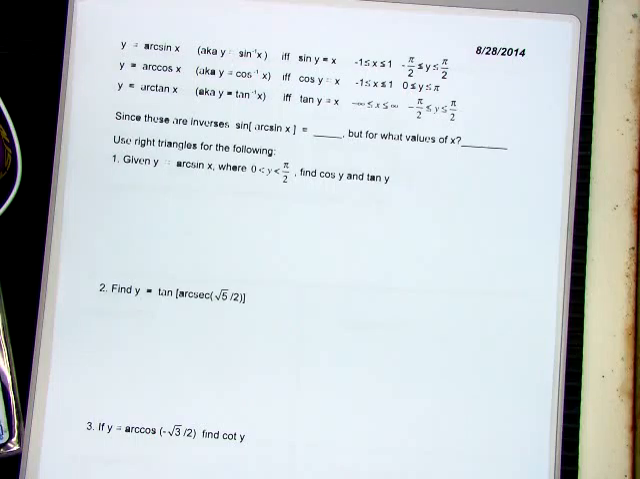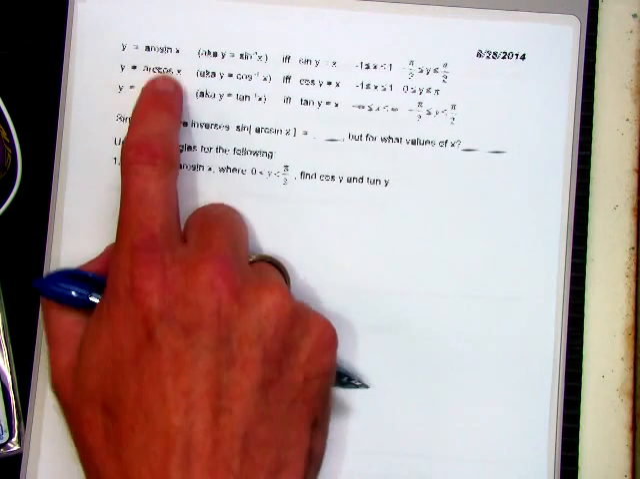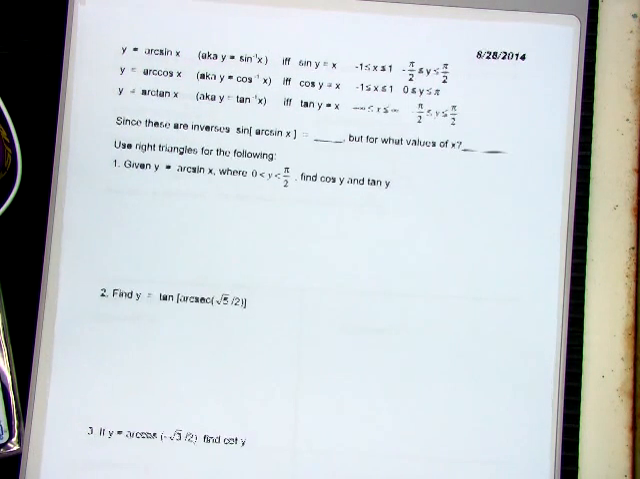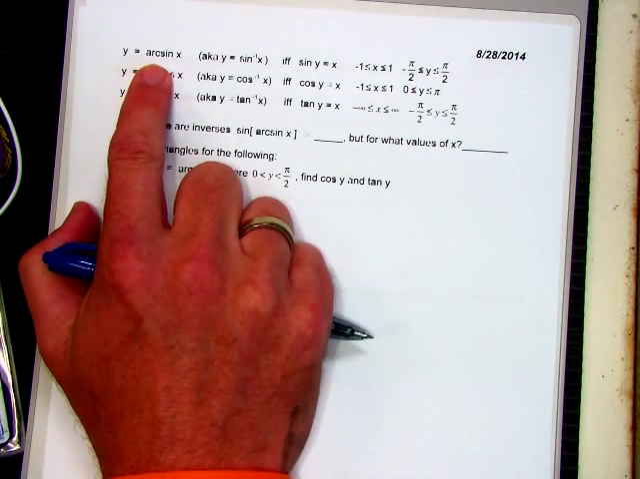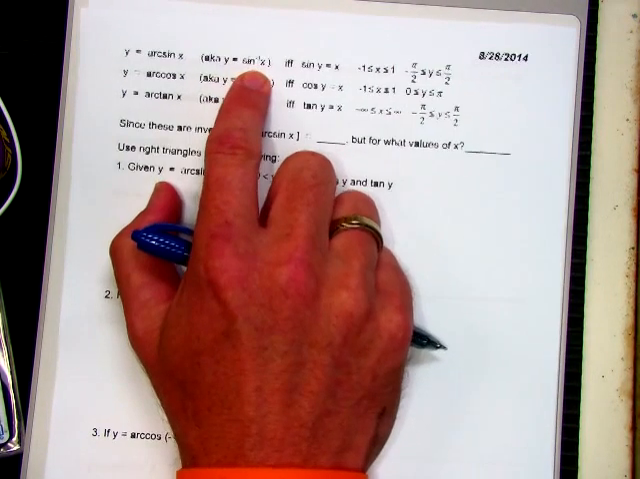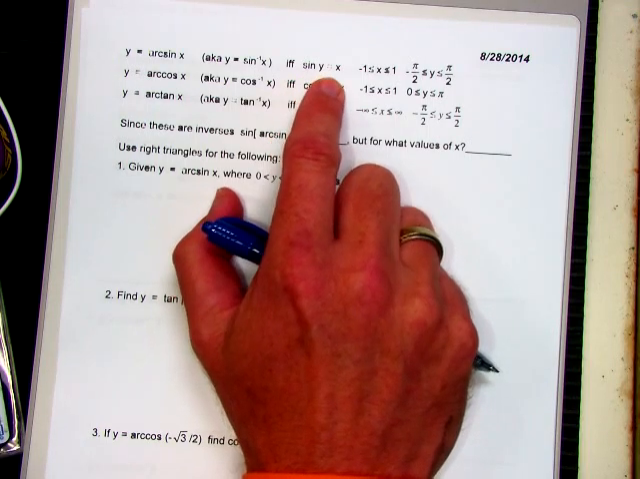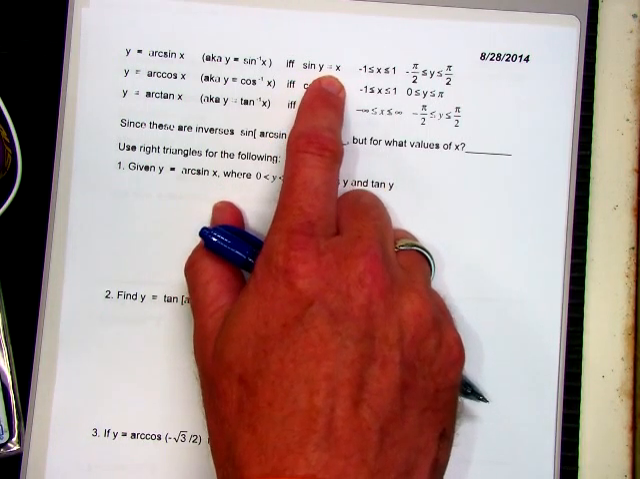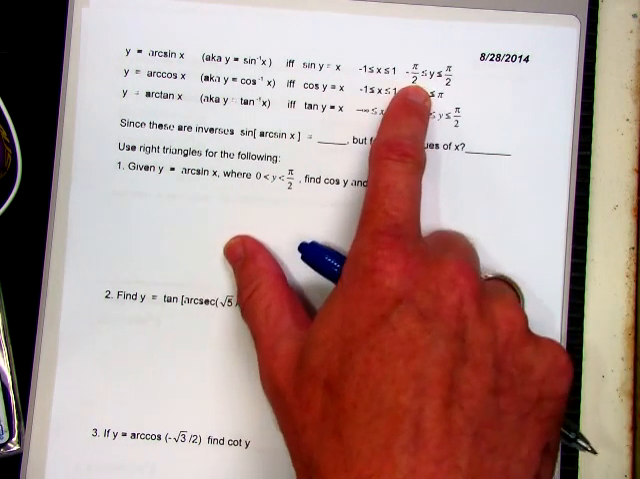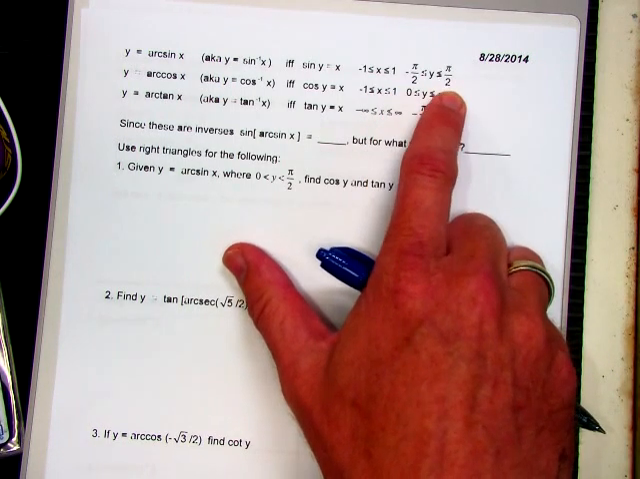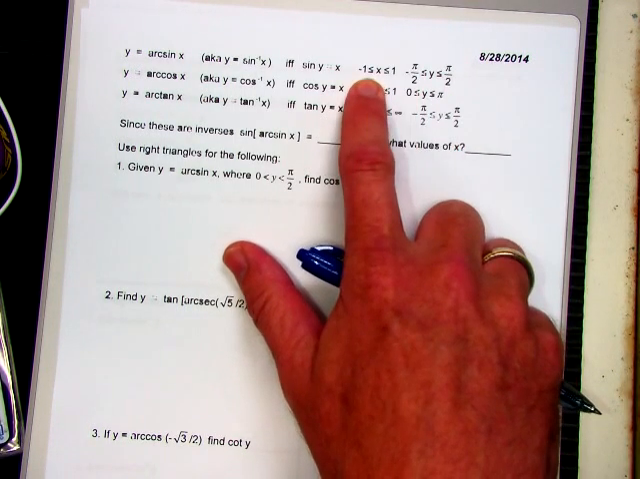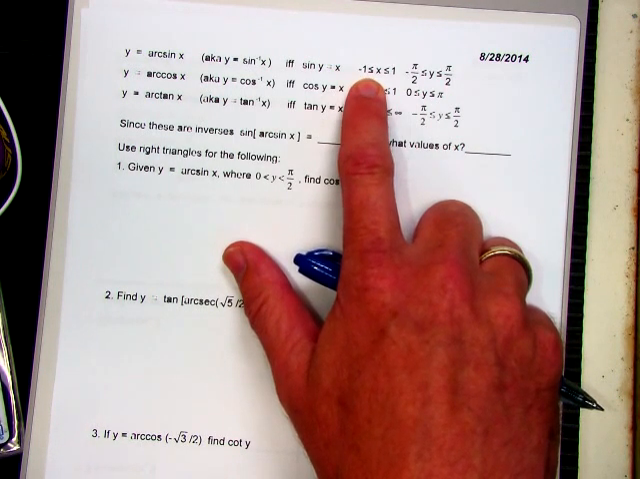Okay, all right. So what this does, we're looking at what these mean. The arcsine means the inverse sine. But that's only true if and only if the sine of y is x. Your y values can only be between negative pi over 2 and pi over 2, and your x values that you get out of that are between negative 1 and 1.